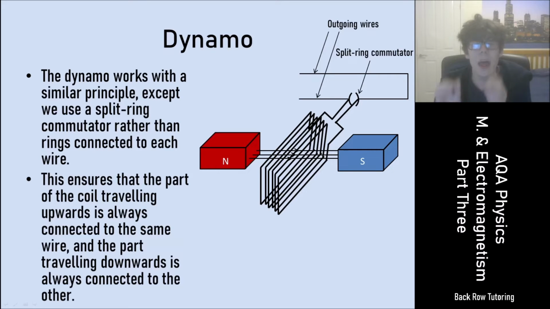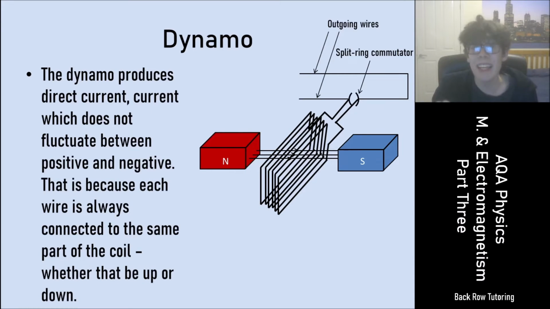So that means because the one wire is always connected to the part which is going upwards, you're going to get a current which is direct. You're not going to get an alternating current anymore. You're going to get a direct current. The dynamo produces direct current, or current which does not fluctuate between positive and negative. That is because each wire is always connected to the same part of the coil, whether that be up or down.